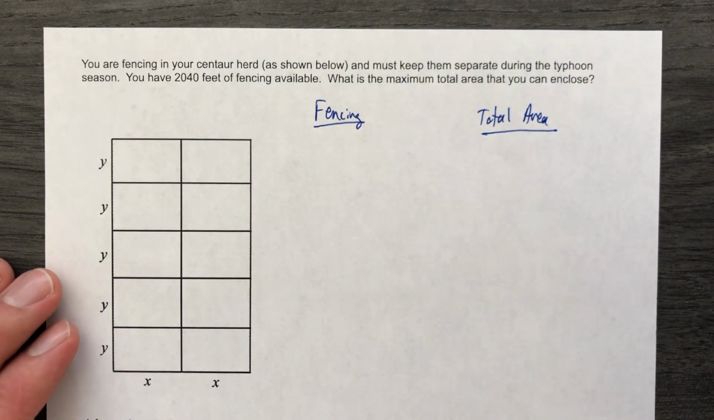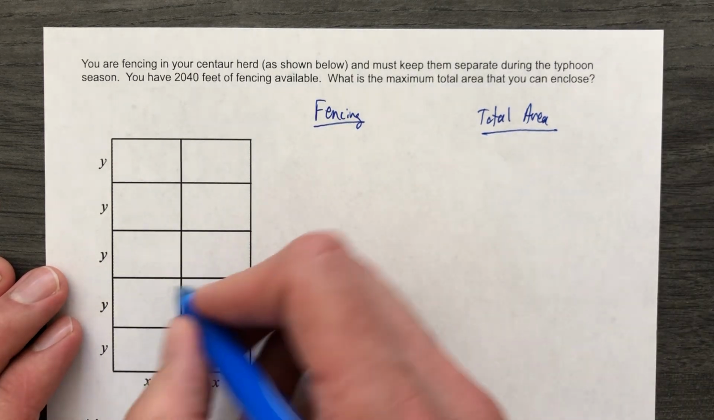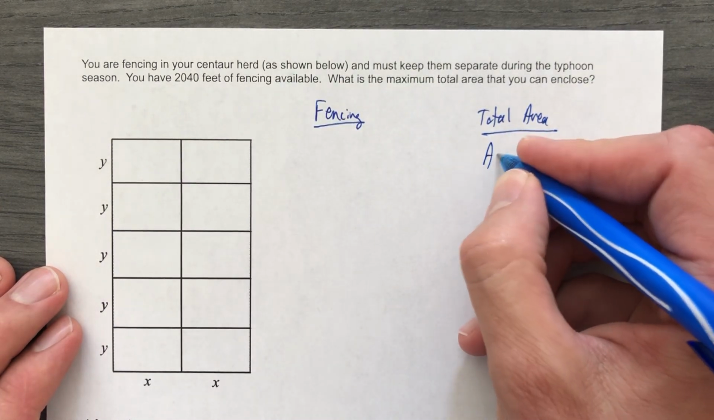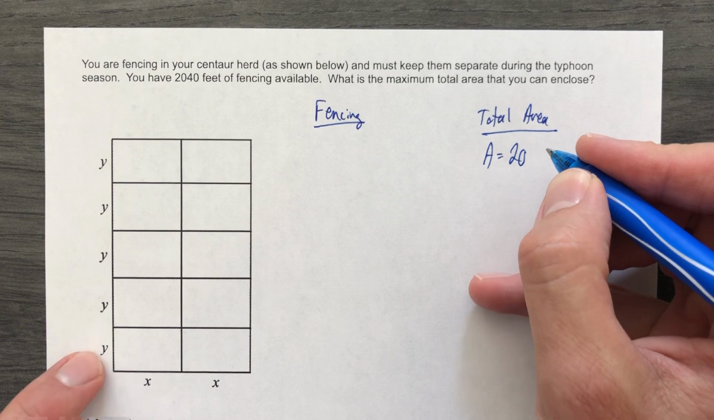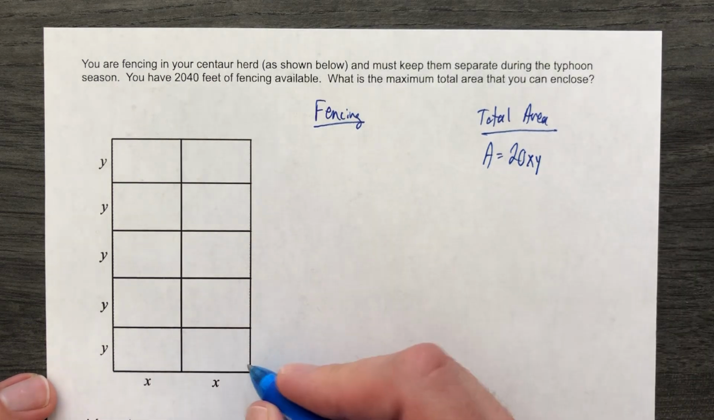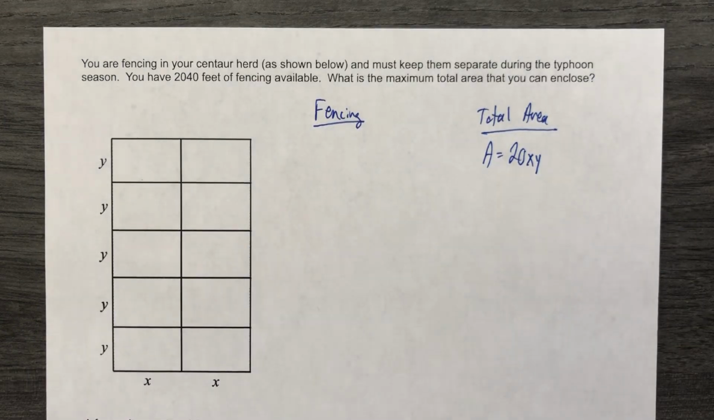I like to start at the end. What they're asking for is total area, and that's 20 of these rectangles. So 20 x by y rectangles. You could also say it's 2x times 5y. You'll get the same thing.